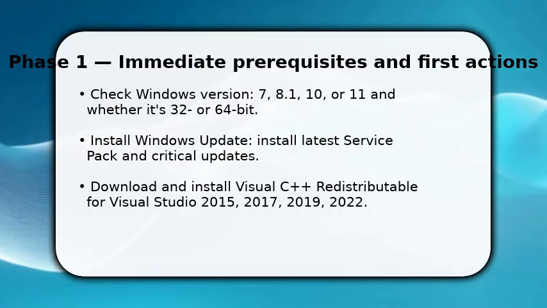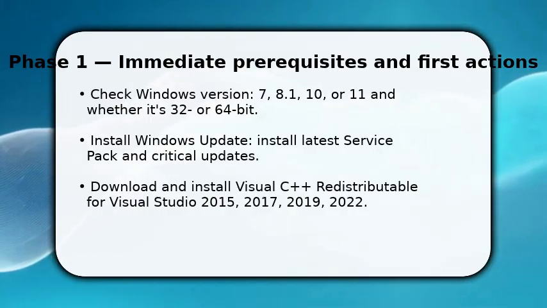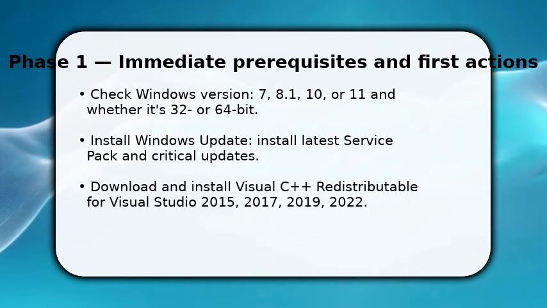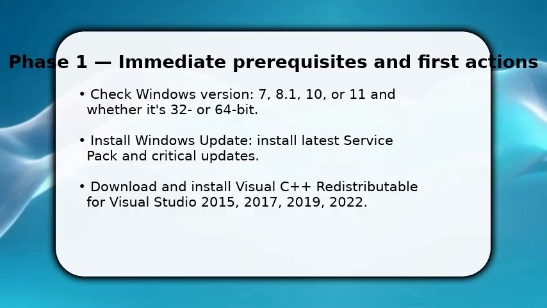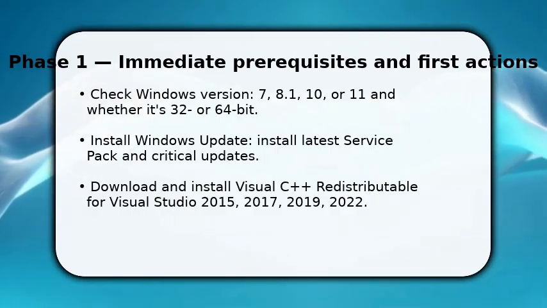Then download the Microsoft Visual C++ redistributable package for 2015-2022. Choose x86 for 32-bit apps, x64 for 64-bit apps. Install it now and reboot when prompted. Once done, check the error again and keep proceeding if the message persists.